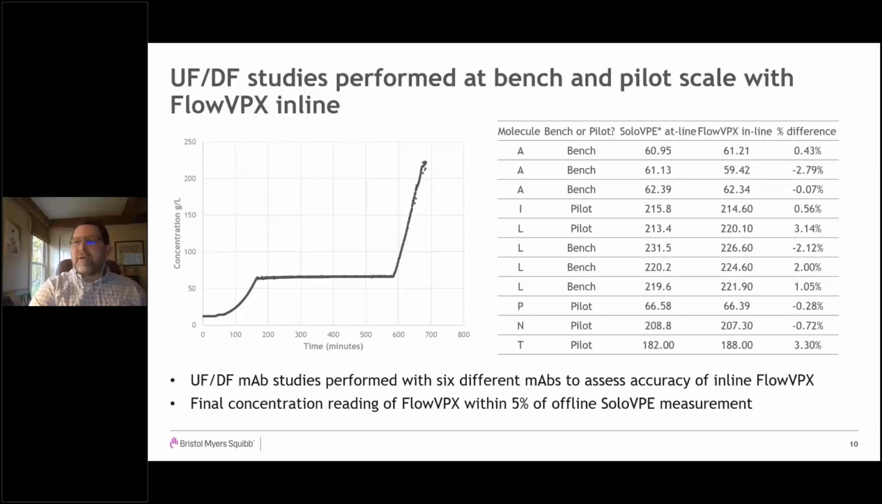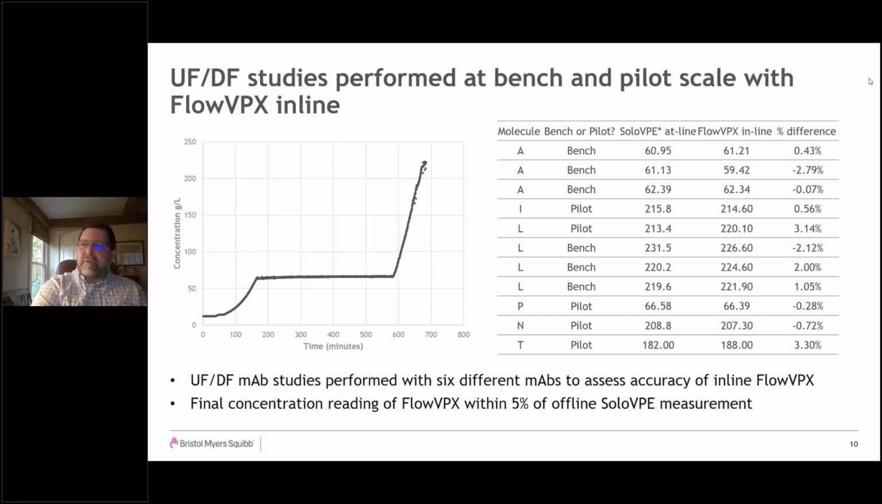So how much testing have we done to determine if the VPX is accurate at high concentration? Because ultimately, that is absolutely critical if we're going to be using this as a high concentration detector. And the answer is we've done lots of studies, and we've used 6 different monoclonal antibodies to assess the accuracy of the inline VPX. So here is just a table.